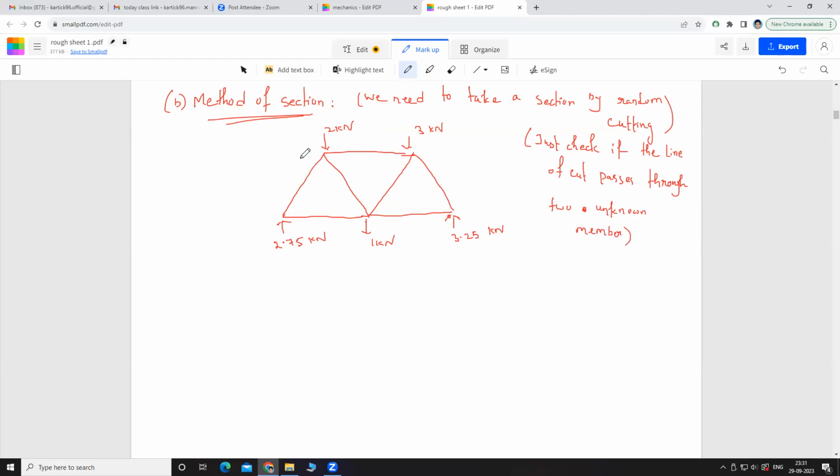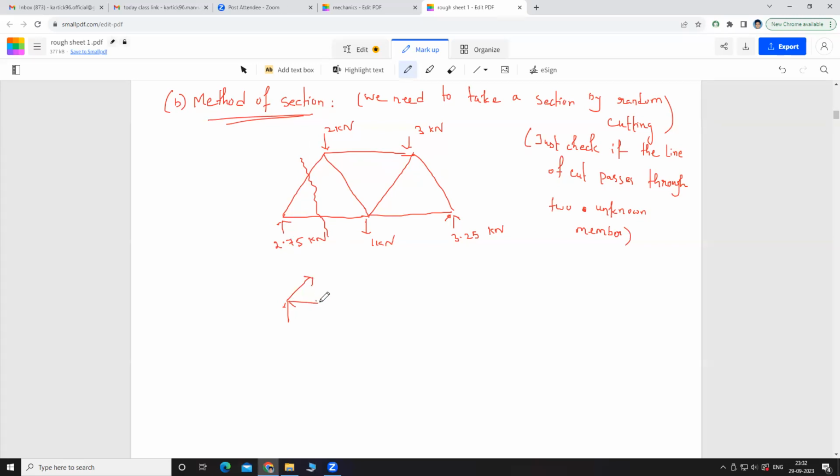So that means what? Suppose we are assuming that we will cut a section from here. If we cut this section, the cut line is going through these two members and these two members. So we have two unknown members only, right? So we can cut from this point. So if we cut from this section, and draw this in, here it is. We have cut from here.